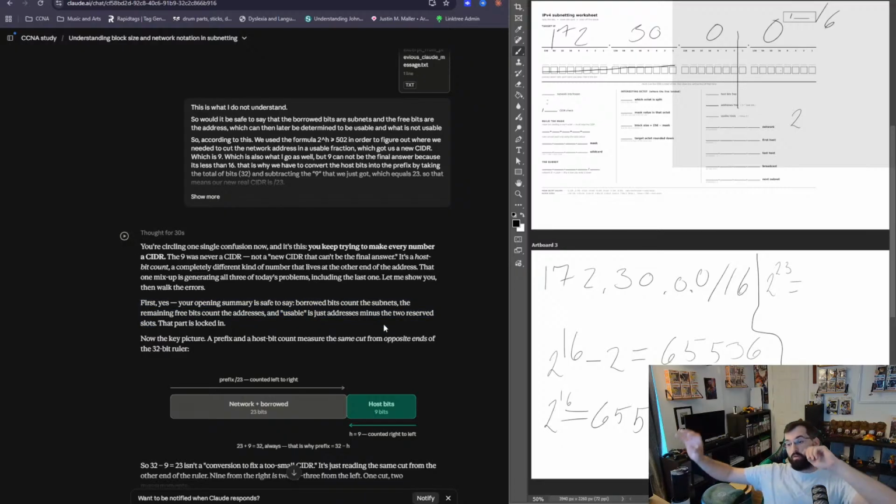Okay, so borrowed bits count the subnets. Free bits count the addresses. So that means if we go back over here, this counts the subnets and this counts the addresses, which makes sense because the more subnets you have, the fewer addresses you have. The more addresses you have, the fewer subnets you have. That's how they balance out.